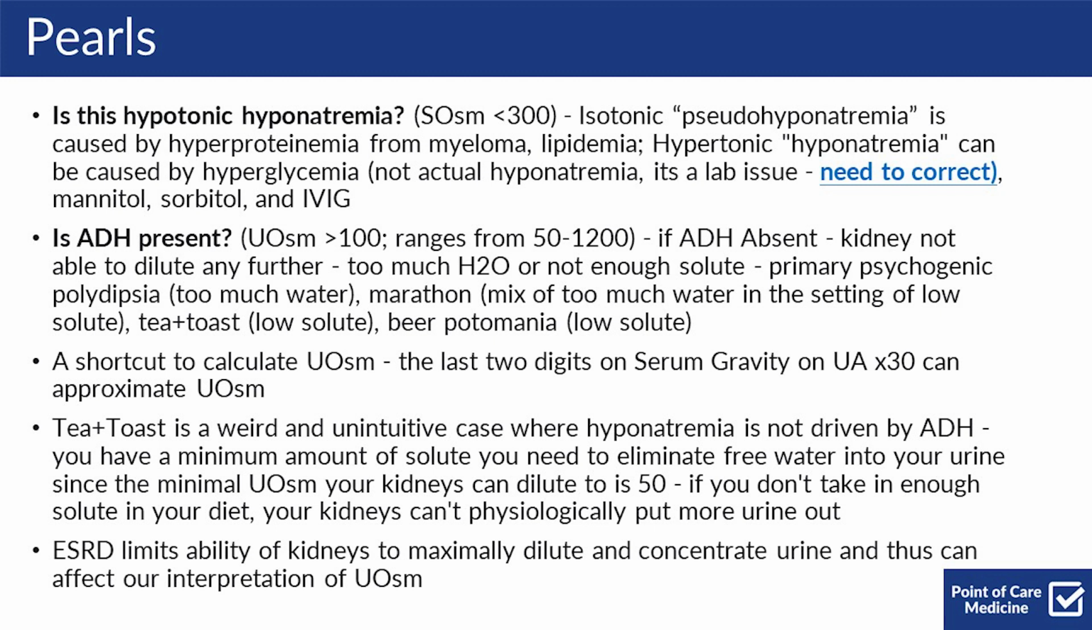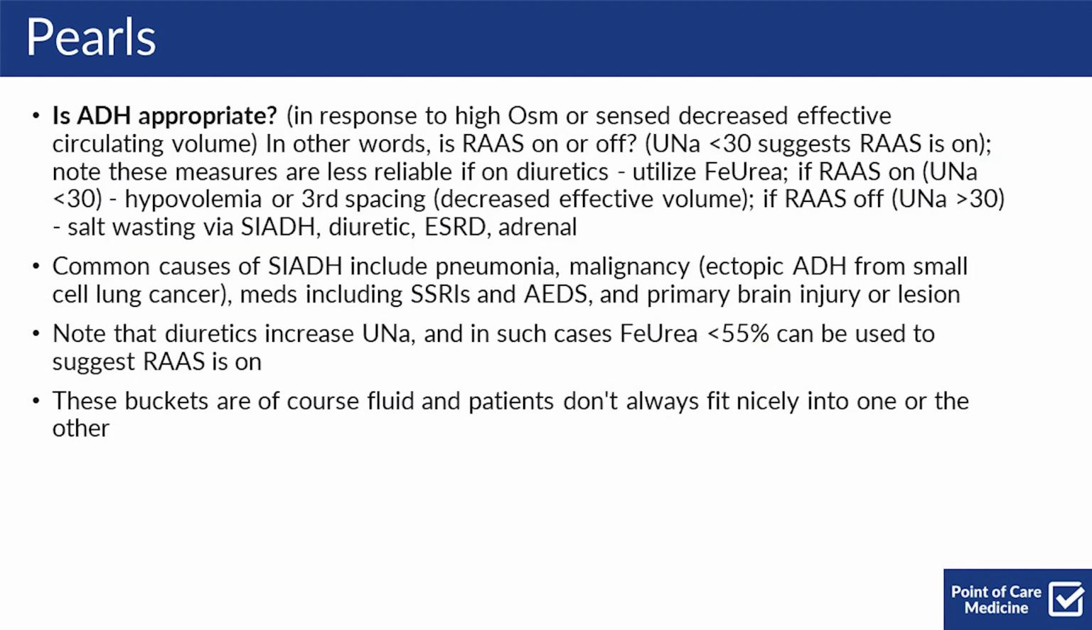End-stage renal disease limits the ability of the kidneys to maximally dilute and concentrate urine, and thus can affect our interpretation of urine osms. When we're thinking about whether or not ADH is appropriate, it should be in response to high osms or sensed decreased effective circulating volume. In other words, we're asking, is RAS on or off?